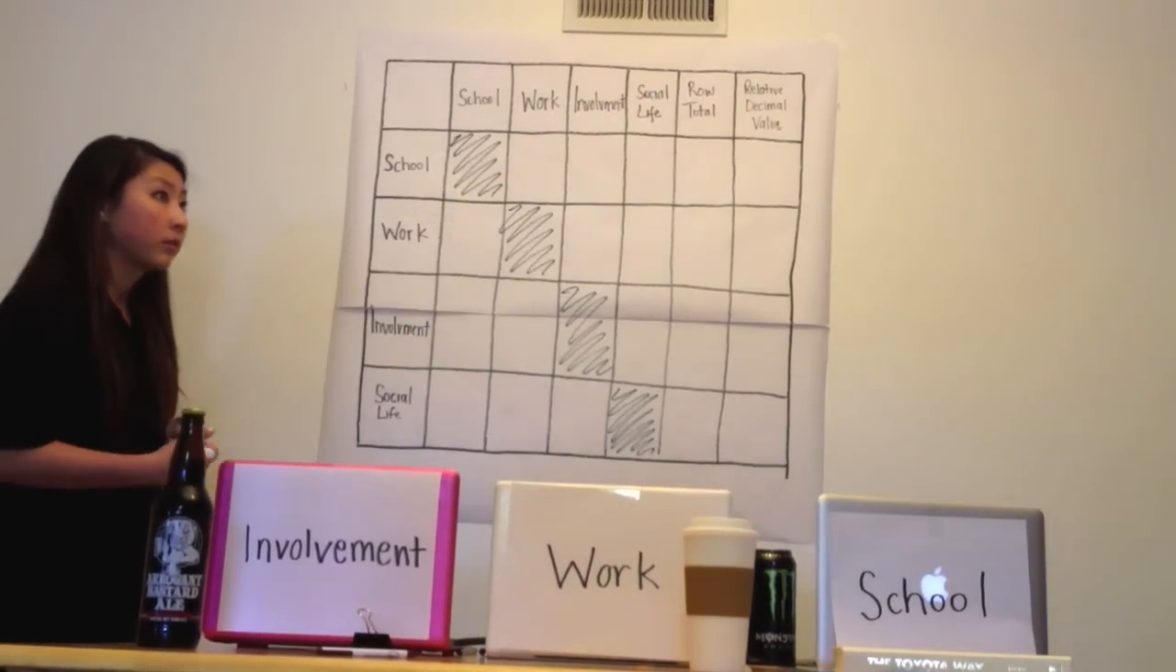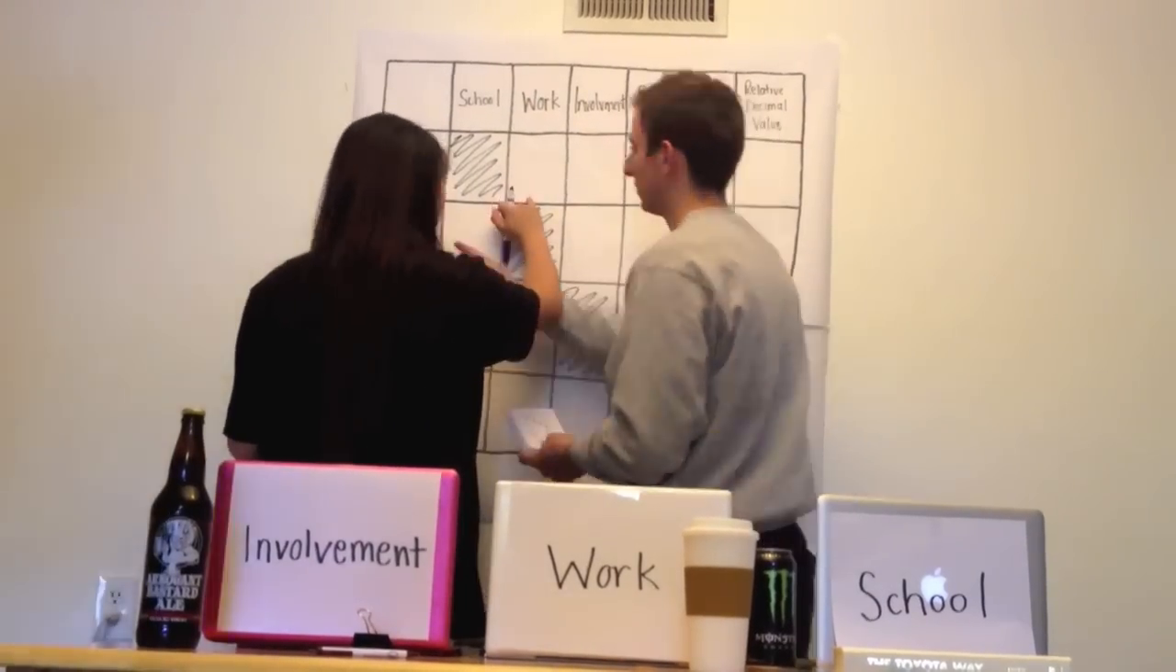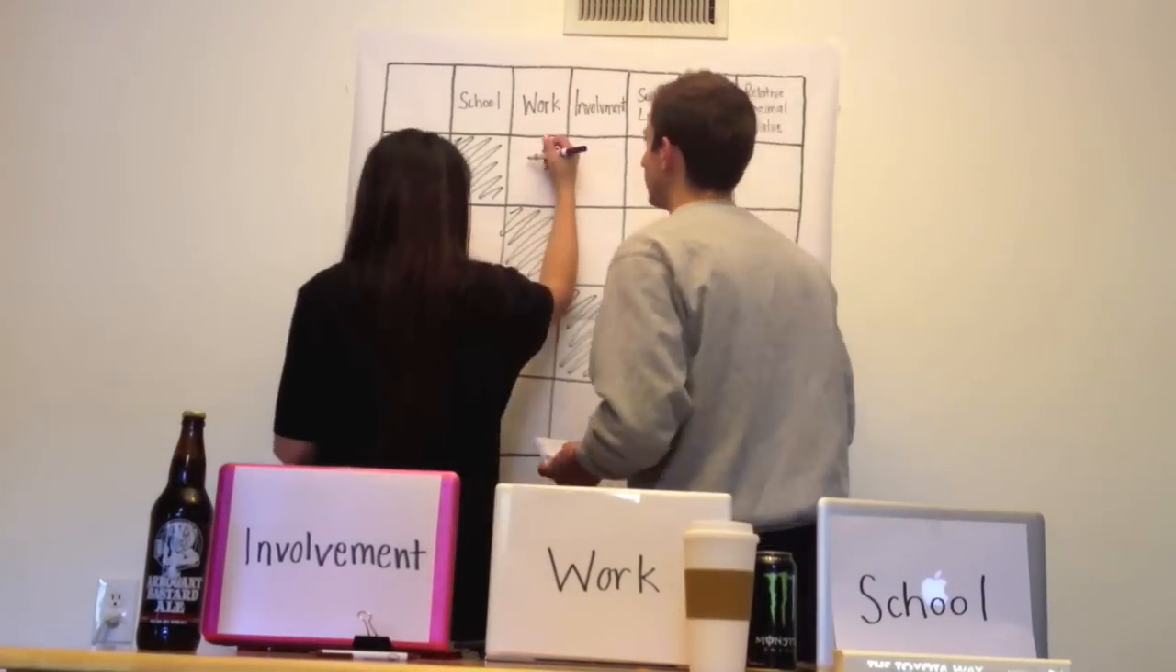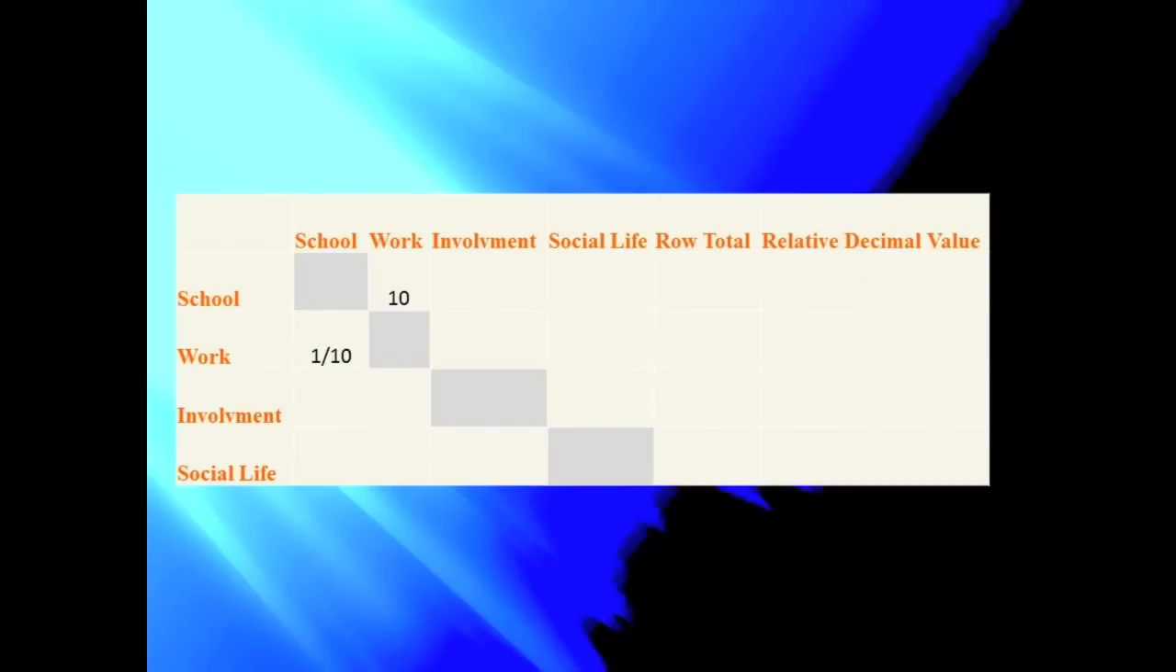Reading across the vertical axis, Lorraine will compare her different activities. In this case, Lorraine values school much more than work, so she gives that box a score of 10. Conversely, she values work much less than school, so she'll give that box a score of 1/10. The 2 scores must be reciprocals of each other.